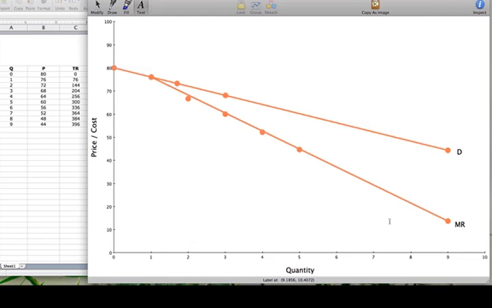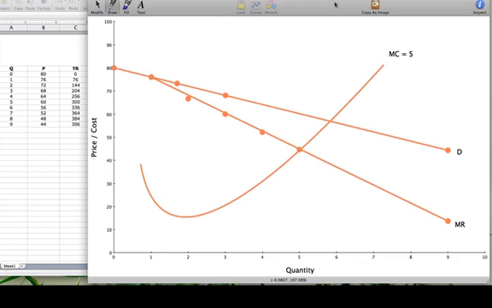Monopolies want to maximize their profits, and so they look at marginal revenue and marginal cost. So let's add in a marginal cost curve. And I'll label this the marginal cost curve. Since the monopoly is the only supplier in the market, the marginal cost curve is the same as the supply curve would be if we had a number of individual firms.